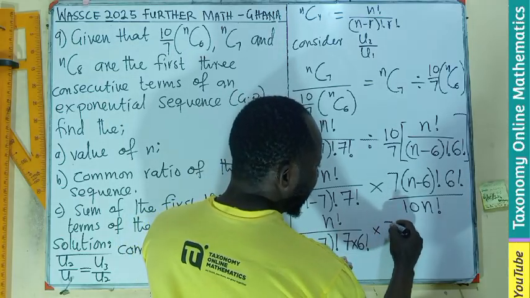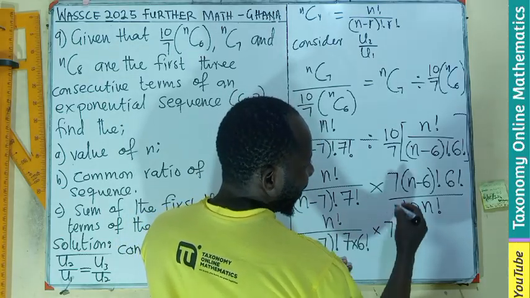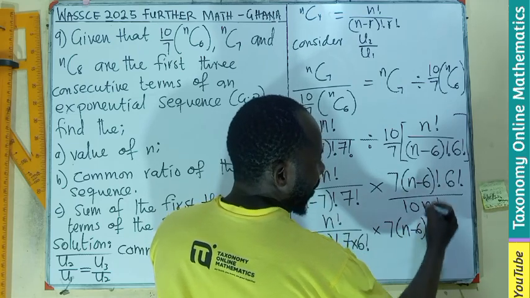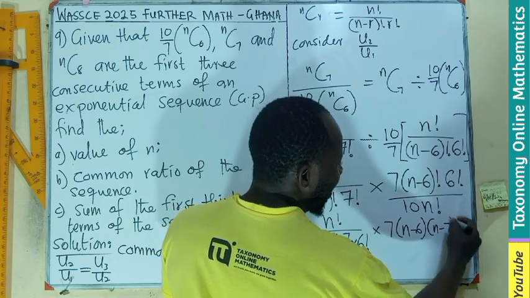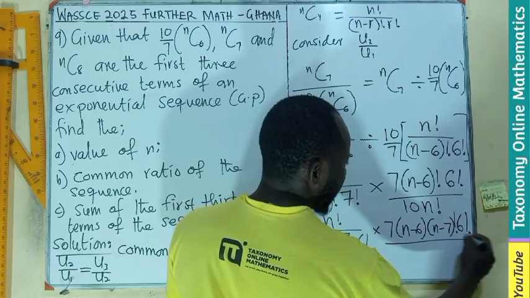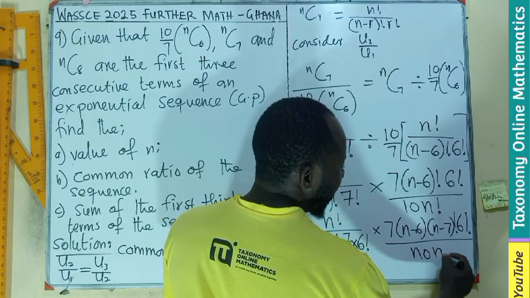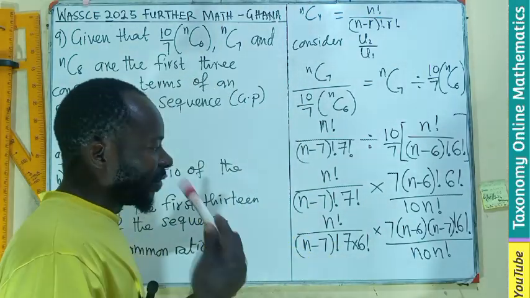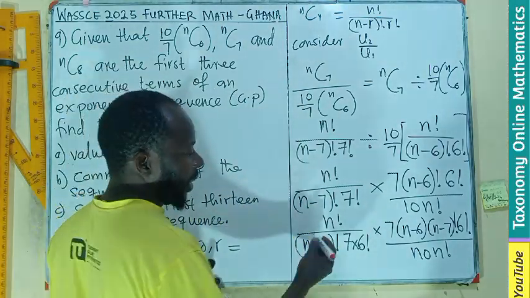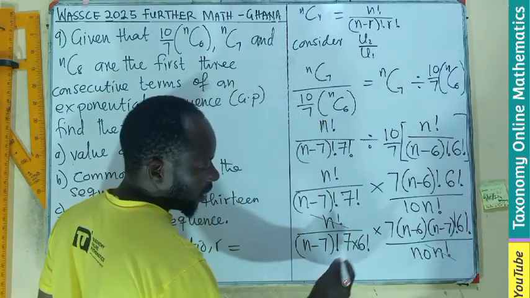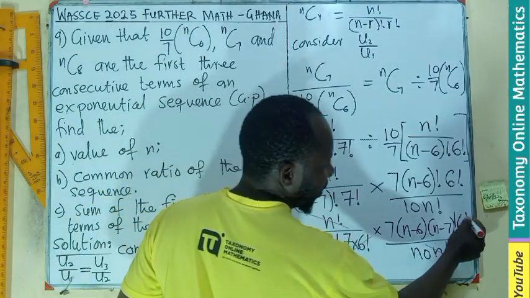Then this becomes 7 multiplying, let me still have my n minus 6, subtract 1, n minus 7 factorial, and factorial equals 10 n factorial. So here now we can do our cancellation and see this n factorial will cancel this n factorial, 6 factorial will cancel 6 factorial.